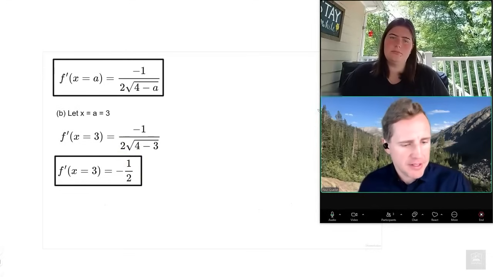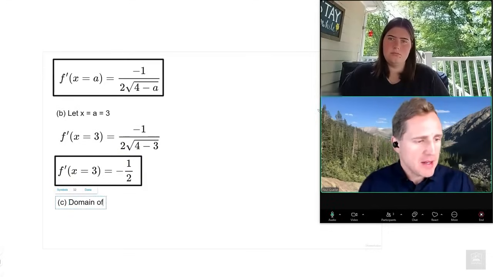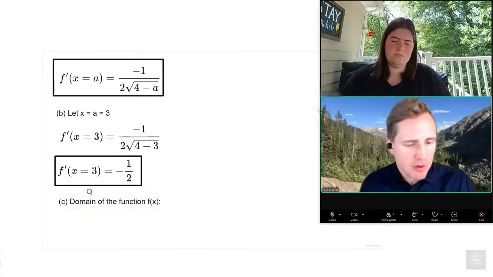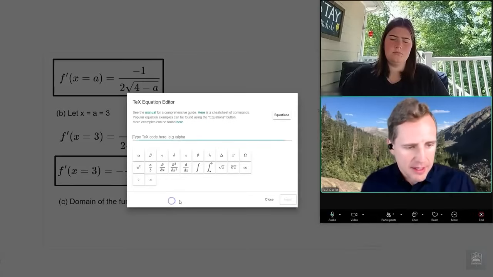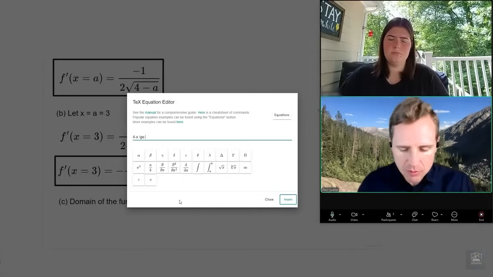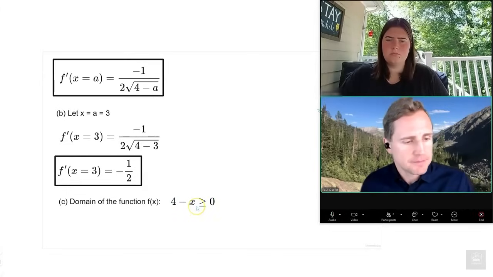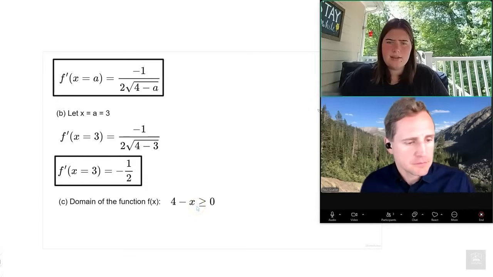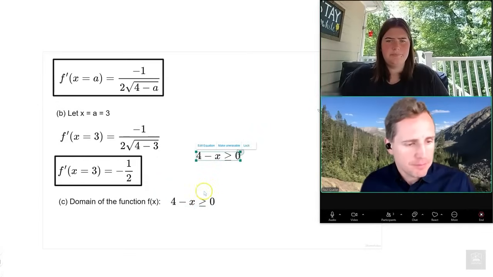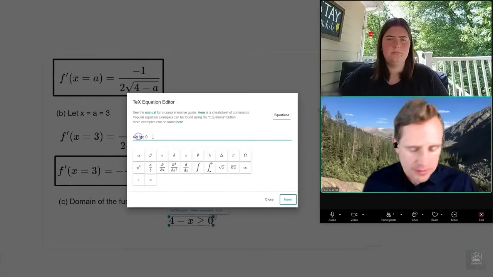Okay, so let's go down here to part C. And let's say the domain of the function f of x is such that we've got 4 minus x, oops, sorry, 4 minus x greater than or equal to 0. Okay, so far so good. Then how do we get on to solving that inequality? We can add the x to the other side. I agree. We can just add x to both sides. So that's just going to be 4 greater than or equal to x.